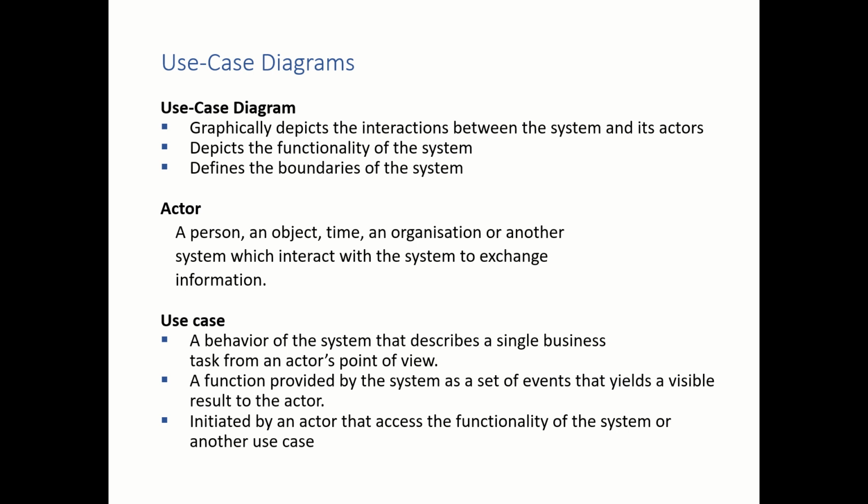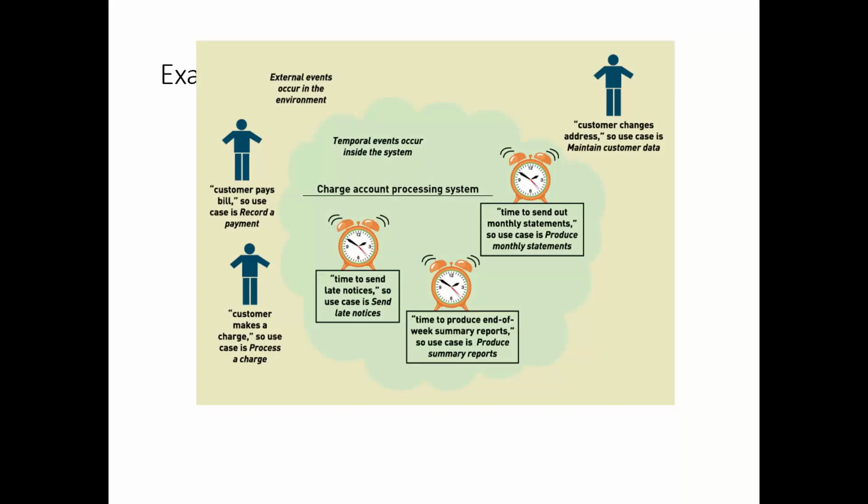That means the behavior of the system, or the functions of the system, will be represented by using the use case. So a use case is a function provided by the system as a set of events, which yields a visible result to the actor, is initiated by the actor that accesses the functionality of the system, and may involve another use case. When you look at this particular picture, this is just an example. You will be able to understand that you can have different types of events that can happen.